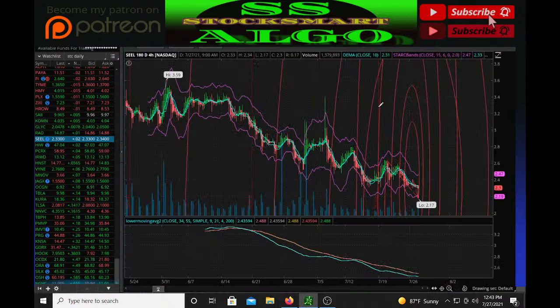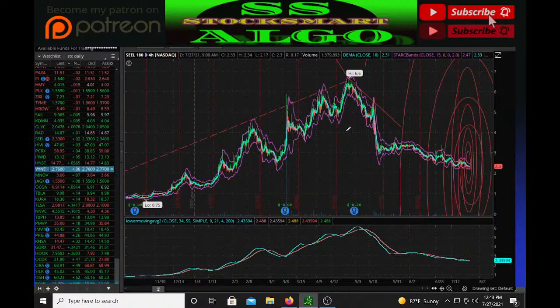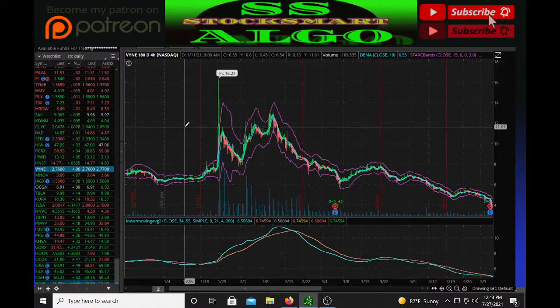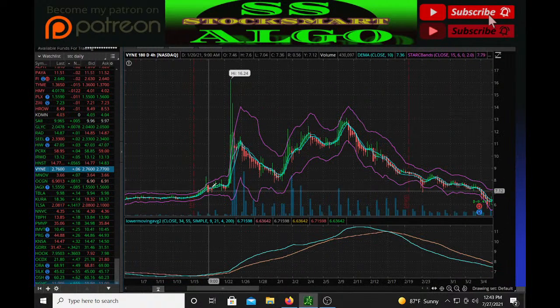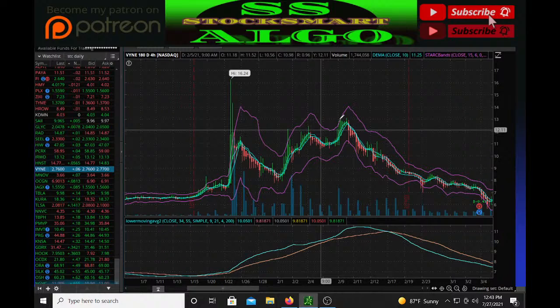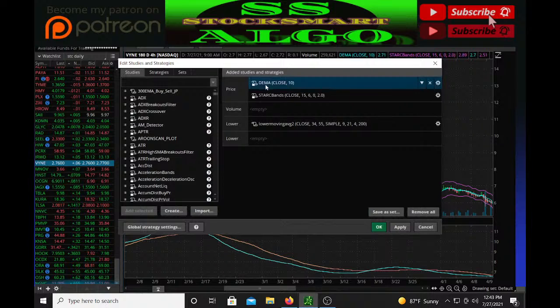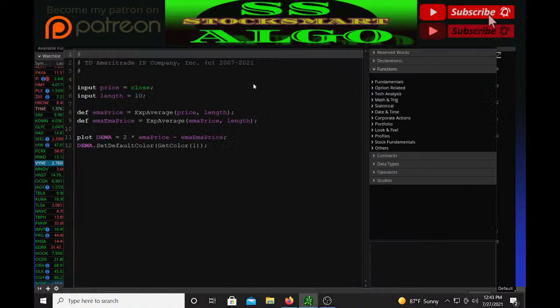Let's go down to the 4-hour. And let's pick another chart. All right, and we can pick our star bands here, which are basically Bollinger Bands. Okay, and let's check out our DMA. Define EMA, price, EMA, price, exponential, and the EMA price. And then plot. And that's not really much different than the TEMA.